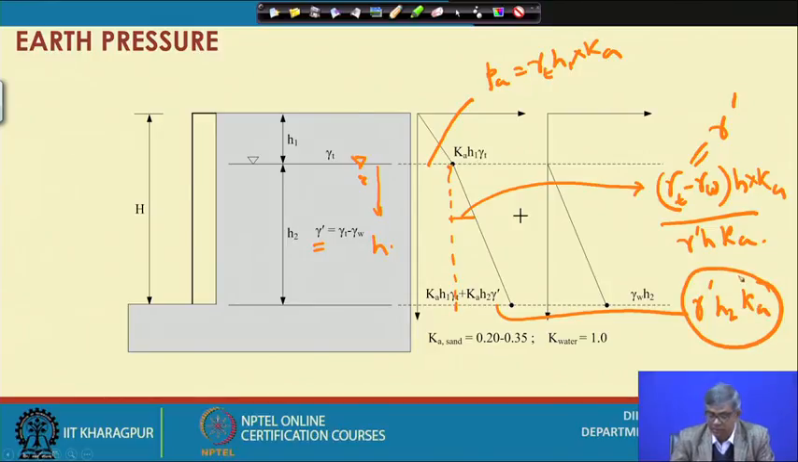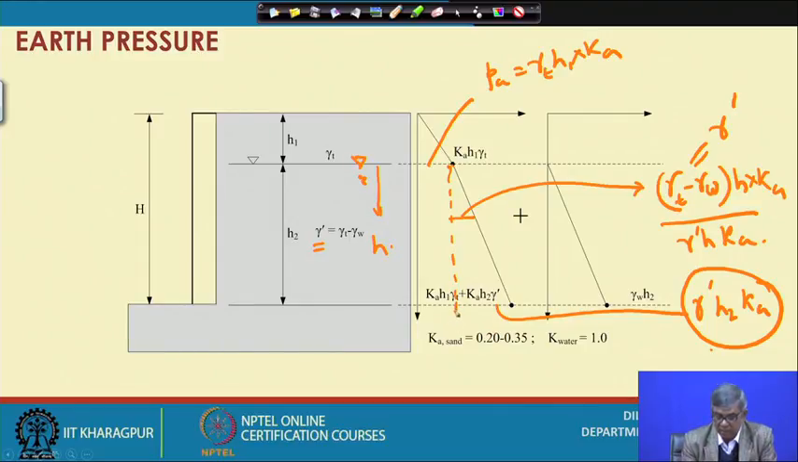From here to here, because of the soil weight, I am getting this component, and from here to here I am getting this one. Once this pressure is applied, this pressure will also be there, and additionally, because of this soil, it will be added. So, the diagram will be like this.